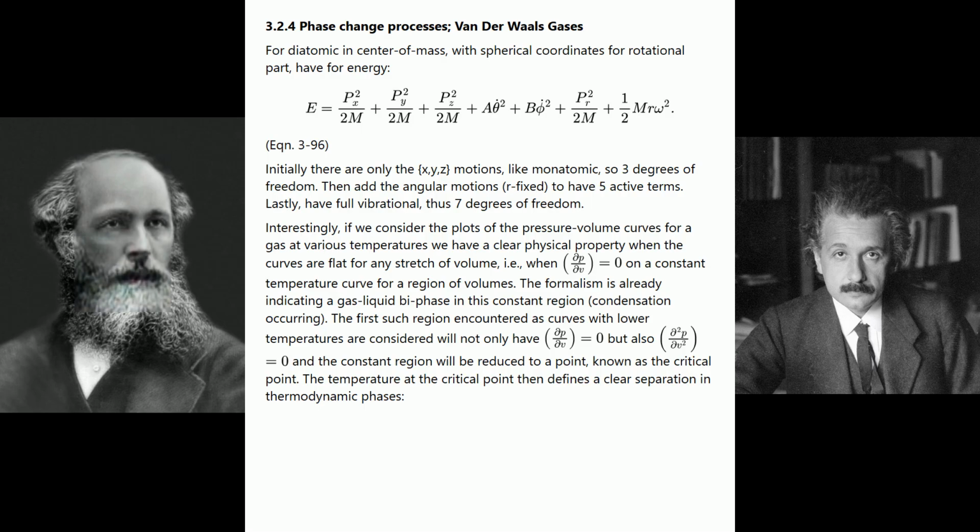The first such region encountered as curves with lower temperatures are considered will not only have the partial derivative of P with respect to V equals 0, but also the second partial derivative of P with respect to V squared equals 0, and the constant region will be reduced to a point, known as the critical point. The temperature at the critical point then defines a clear separation in thermodynamic phases.